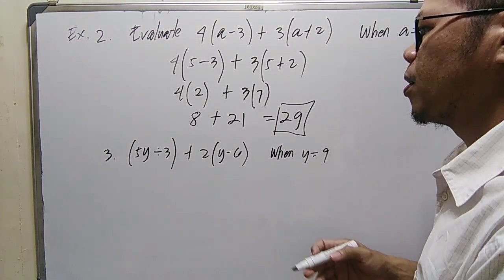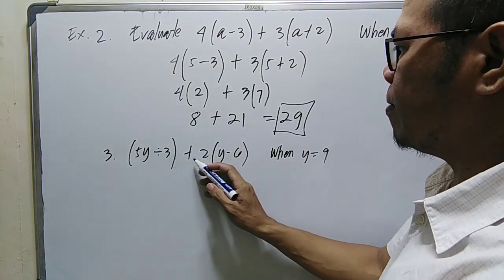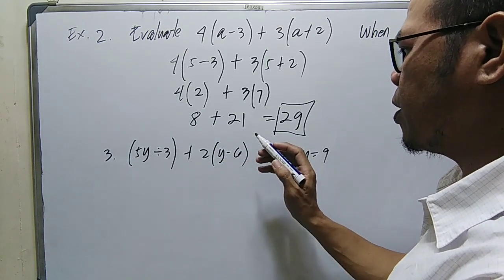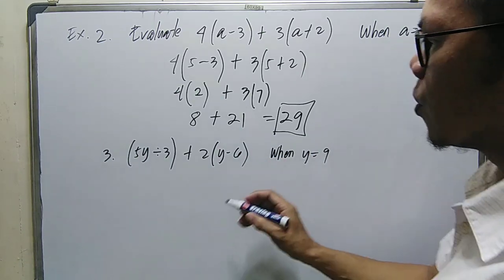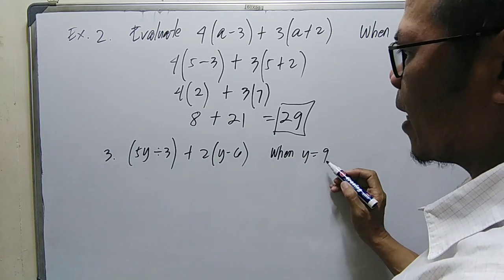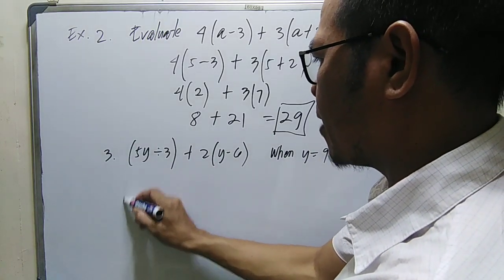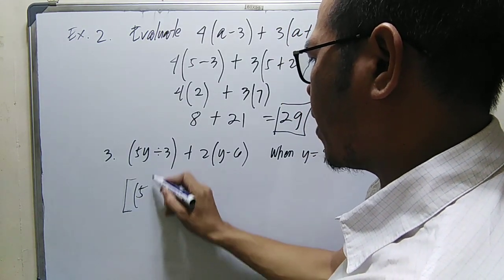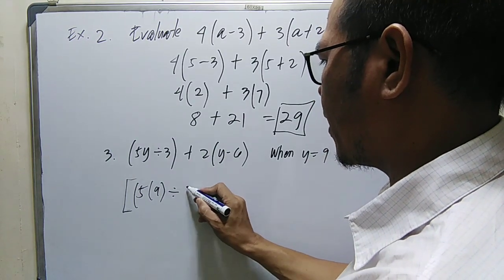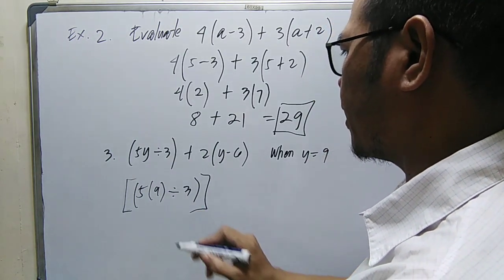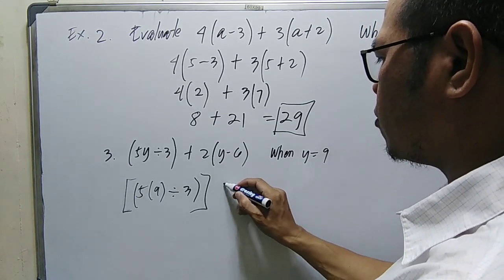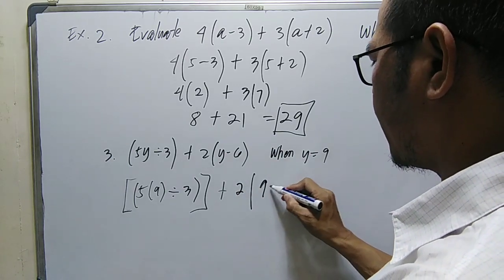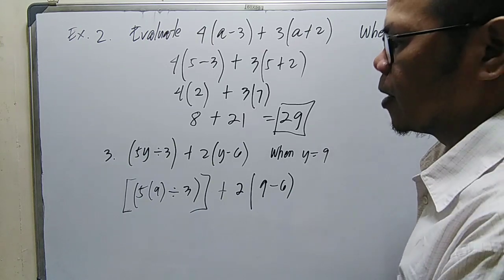Number 3 example. The quantity of 5y divided by 3 plus 2 times y times the quantity of y minus 6. Okay? So, the value of y is 9. So, una, lagyan muna natin ng bracket yan. Tapos, 5. Ang value ng y is 9, di ba? Divided by 3. Okay. Dito sa kabila, plus sign, kopyahin natin yan. 2 times the value of y na 9. 9 minus 6.